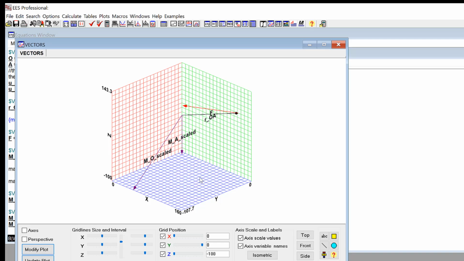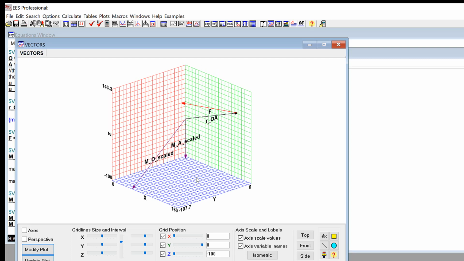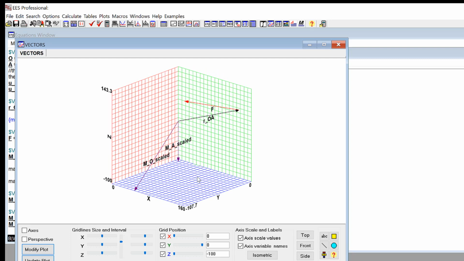So I can go look at it now, and you can see, yeah, the MA scaled is in the z direction, which is exactly what I would have expected. And MA scaled has the same magnitude as it did before, but because it's in this new direction, MO scaled, which is the scaled moment around point O, has to be a little bit bigger.